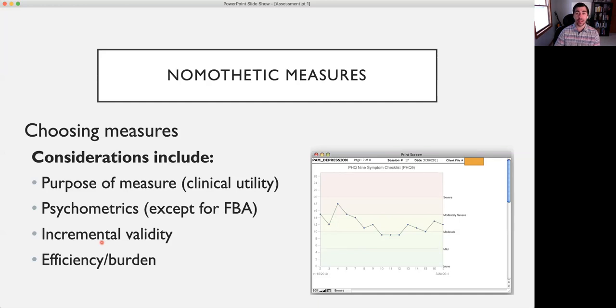And maybe the only other measure is that weekly check-in, like, hey, how are things going? So the PHQ-9 would have incremental validity over that, but maybe we're already doing other measures, and maybe it doesn't have incremental validity. We want to think about the efficiency and burden. So with only 9 questions, this measure is efficient. It's quick. It's a couple minutes max to fill out. Low burden, but there are measures that are longer. If you're including measures, for example, for anxiety or substance use, as you start to get more problems that you're working on, more goals, then you can start to get more of a burden for these types of nomothetic measures.